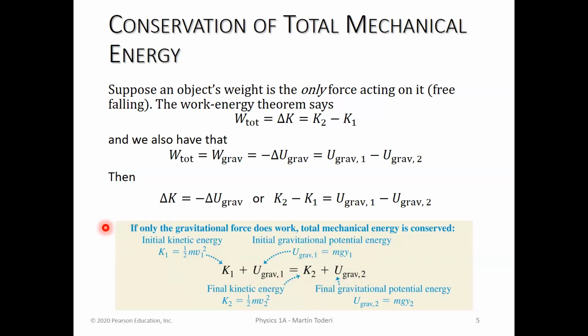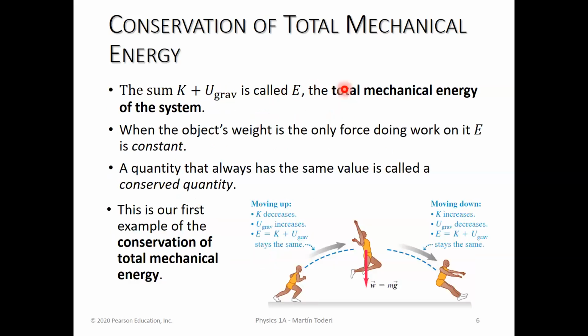point 2. So let's not forget our assumption here, right? Our assumption was that the only force acting on it is the weight. So if only the gravitational force does work, then the total mechanical energy is conserved. Okay, so this quantity here, kinetic and potential, we are defining it as the total mechanical energy of the system. And we call it with letter E. We use letter E to symbolize that.